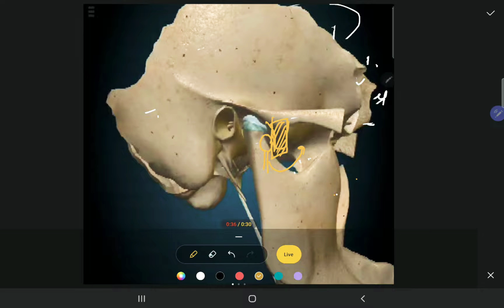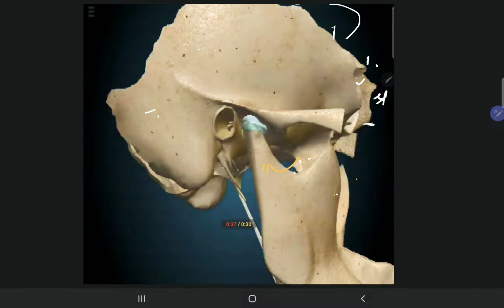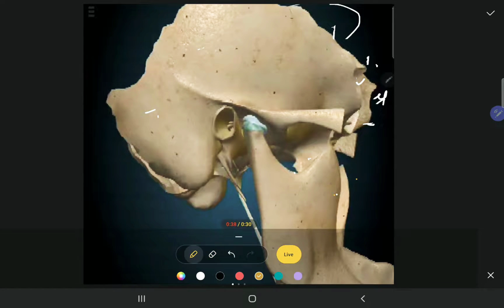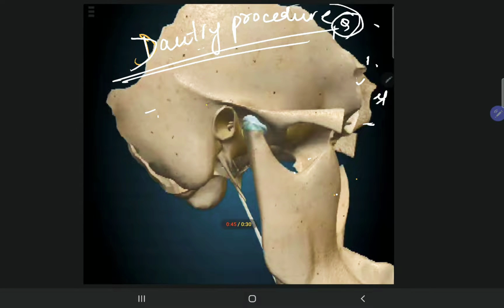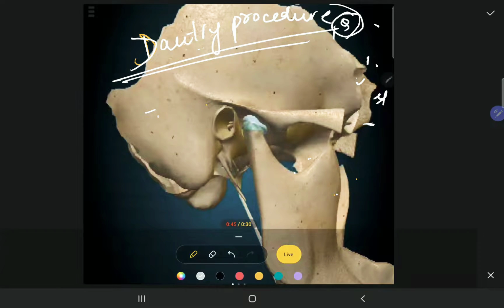Sometimes we do this procedure which is known as the Daughtery procedure. What is this Daughtery procedure? That can also be asked as a question for MCQ or 2 marker, any question.